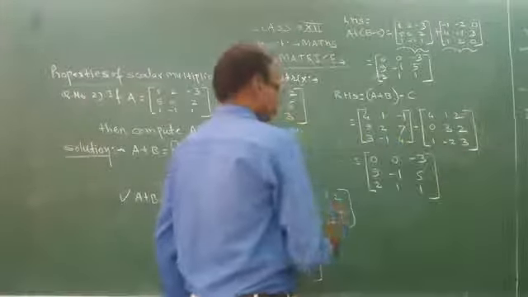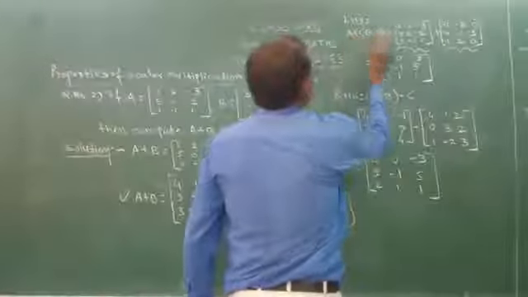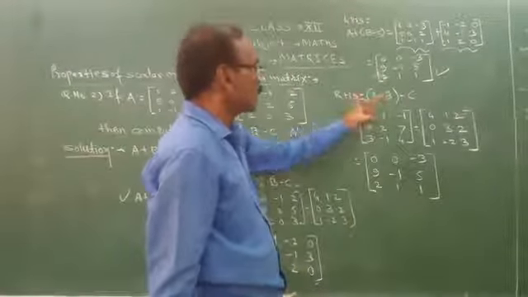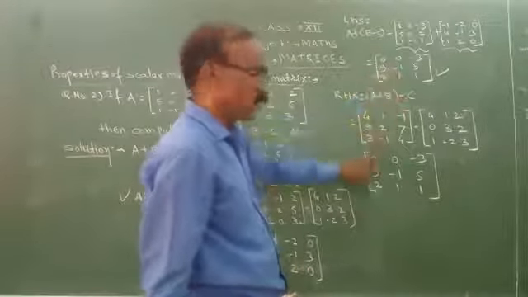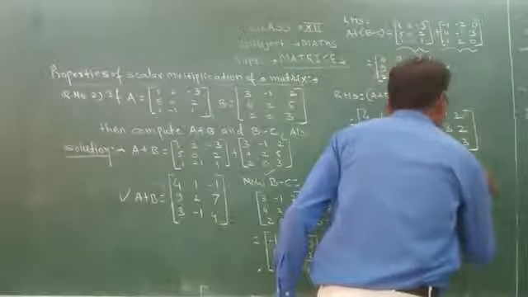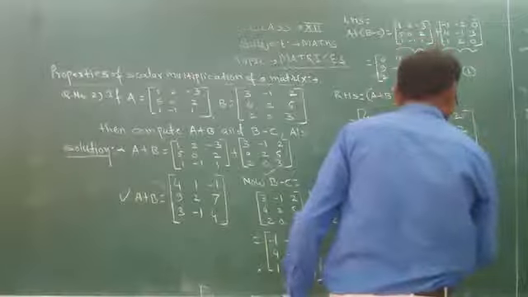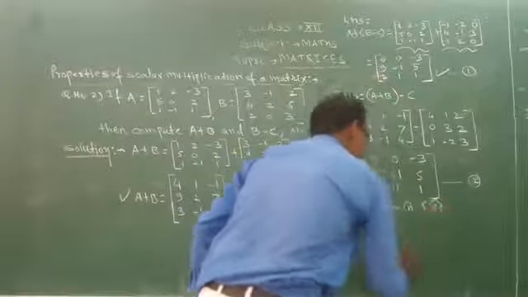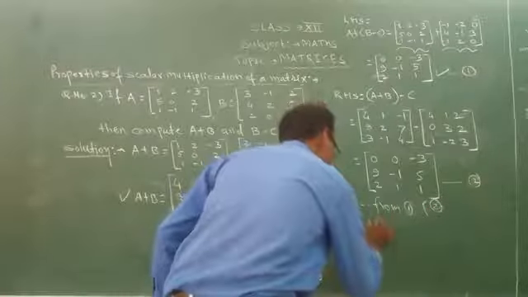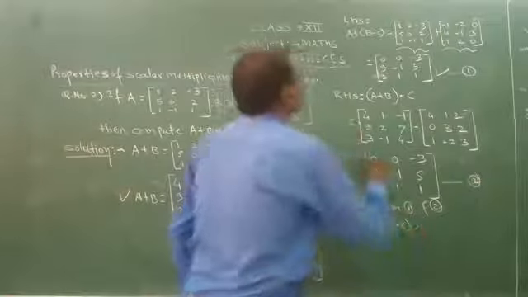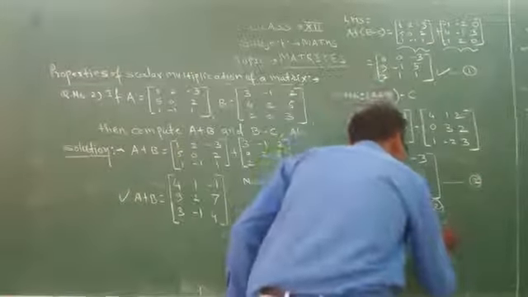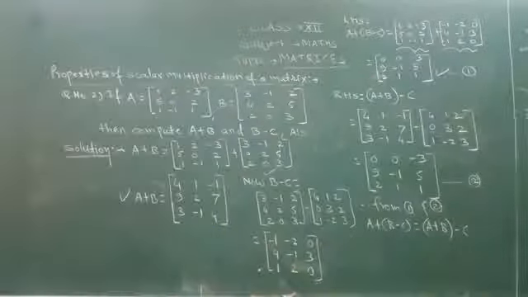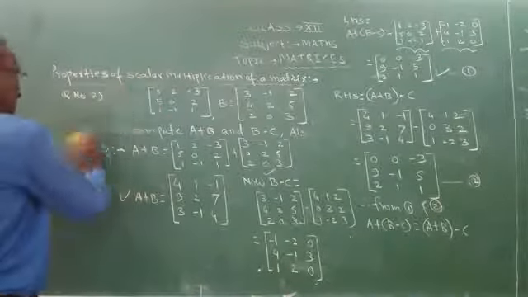So here see the value of A plus in bracket B minus C is this matrix, and the value of A plus B minus C is also the same matrix. Both are same matrices. This is 1 and this is 2. Therefore, from 1 and 2 we can say that A plus in bracket B minus C equals A plus B then minus C. So in this way we can verify by using these three matrices.